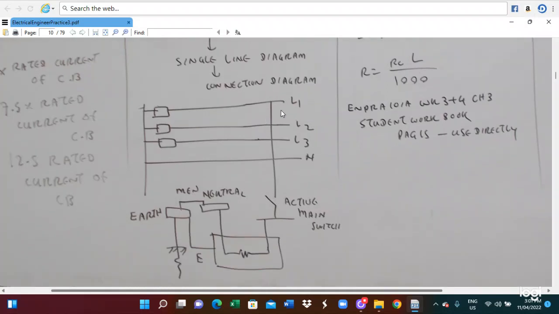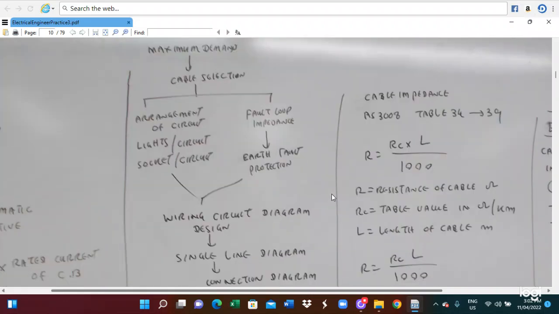So this is a typical circuit diagram. This is line 1, line 2, line 3, and a neutral wire. Line 1 is connected to the active phase switch, connected to the equipment, and connected to neutral. And this is earth, connected to ground. Neutral and earth are connected by the MEN, the multiple earthed neutral system. Now we have to connect it, and the cable impedance we have to calculate.